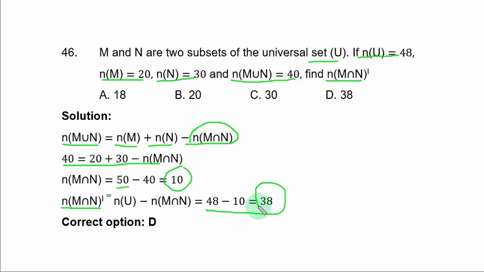Now, in other words, the complement simply means the elements that are not in the intersection of M and N, but are present in the other parts of the universal set. So you subtract the intersection of the two sets from the universal set. That gives the complement of the intersection of M and N.